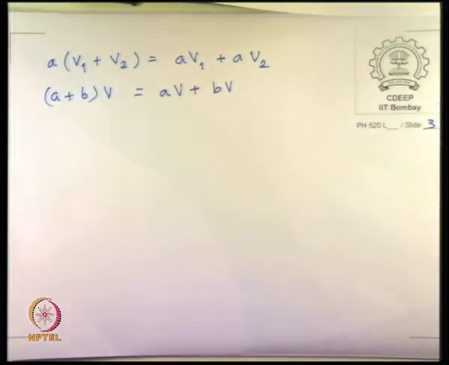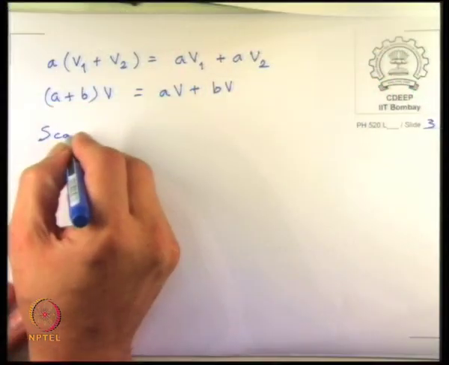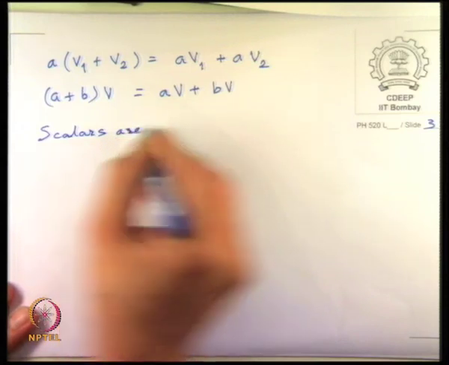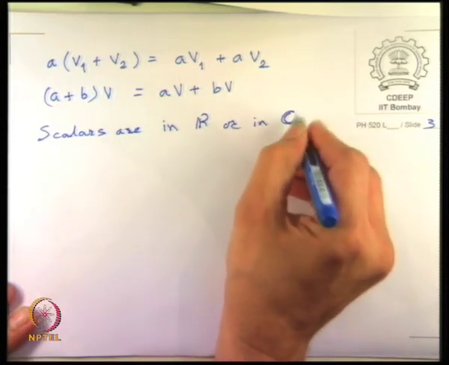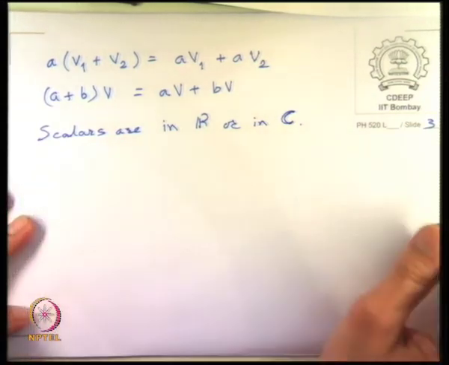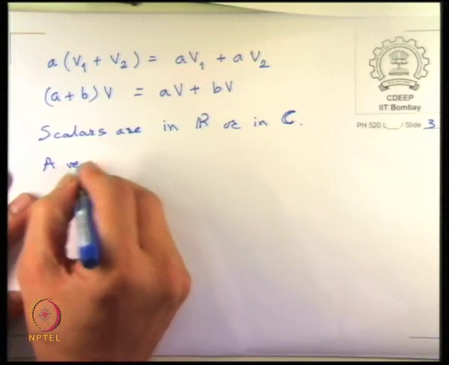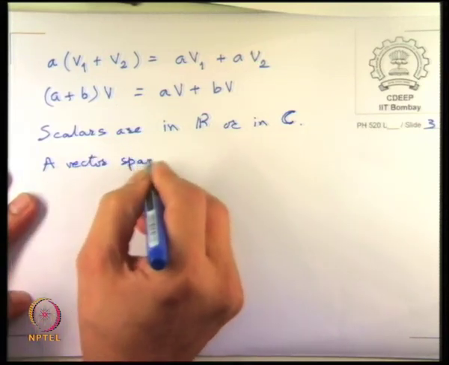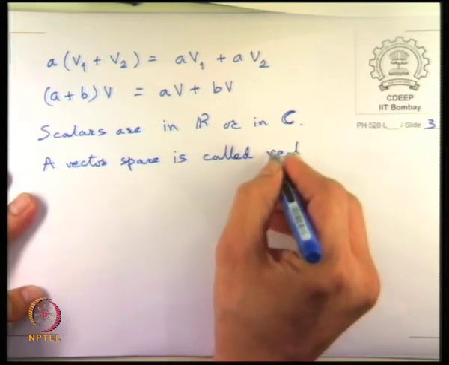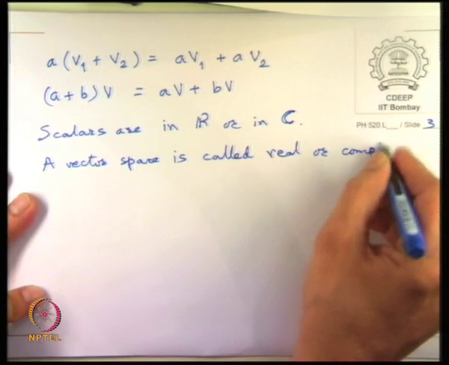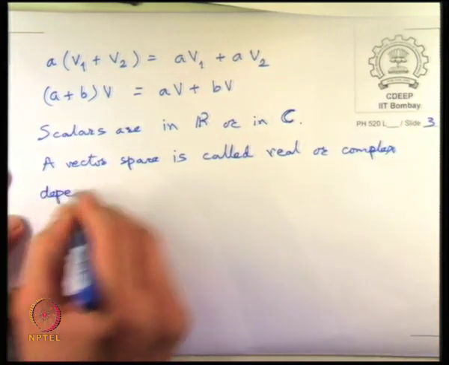So, the multiplication by scalar satisfies these properties. Okay, so sometimes in mathematics they generalize this set of scalars. So, scalars are typically either reals or complex. Now, the main thing that I was earlier saying, a vector space is called real or complex depending on whether the scalars are real or complex.